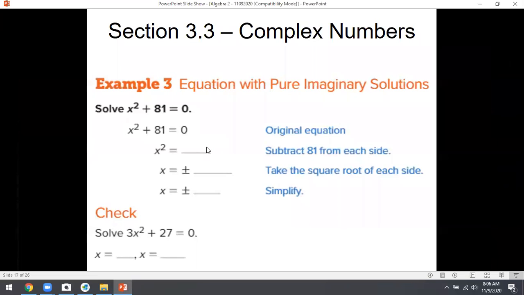All right, moving right along. Let's see what else we got. We got lots of things to get through today. Let's actually use it to solve an equation now. So here we go. x squared plus 81 equals 0.